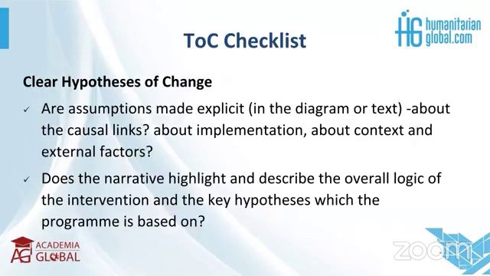You want to look at the assumptions. Are they very explicit, either in the diagram or in the text? Remember, in the fifth element, we said you have a diagram and a narrative summary. So either in the diagram or in the text, are the assumptions explicit about the causal links, about the implementation, about the context and the external factors?